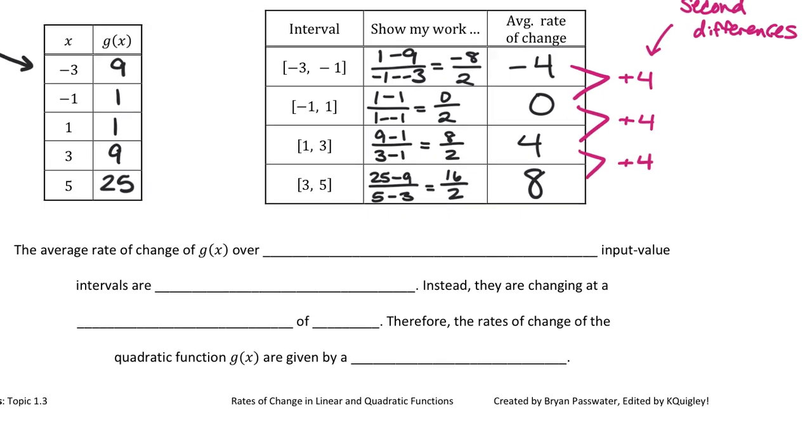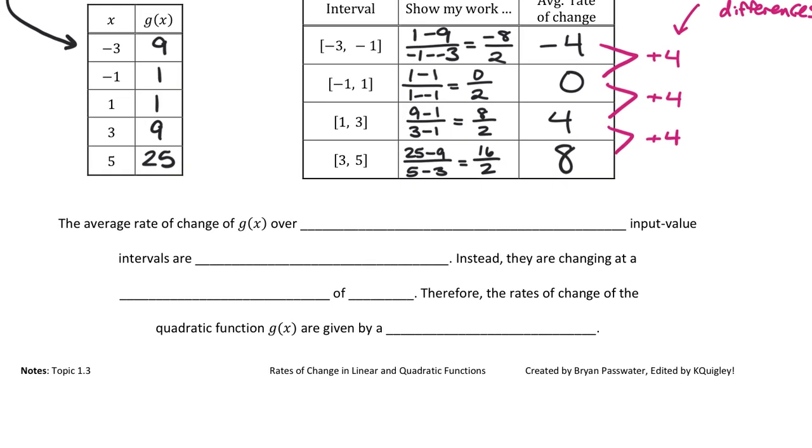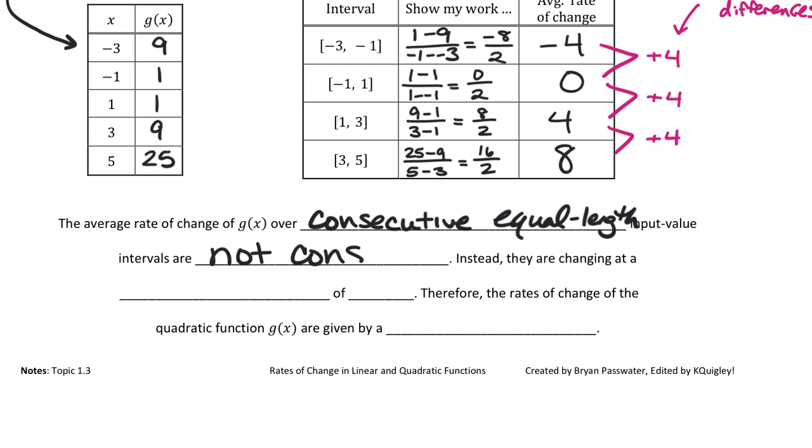So let's write a conclusion sentence here. It says the average rates of change of g of x over consecutive, so in order, equal length, meaning they go up by 2 every time or whatever they go up by, over consecutive equal length input value intervals, the average rates of change are not constant. You guys told me that, so we know it's not linear. Instead, they, being the average rates of change, are changing at a constant rate of 4.